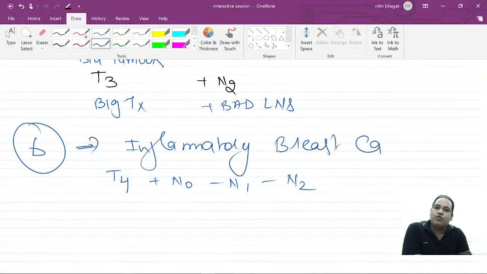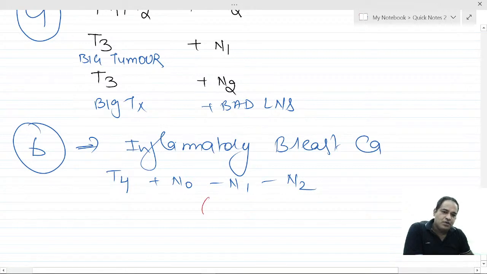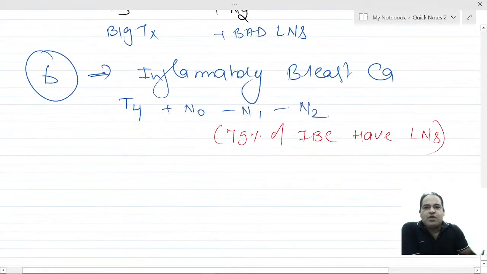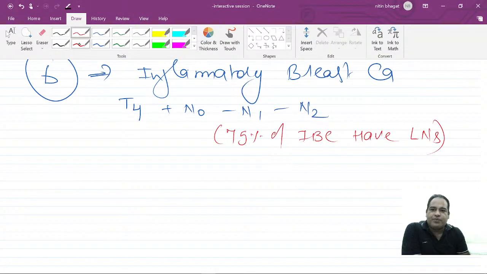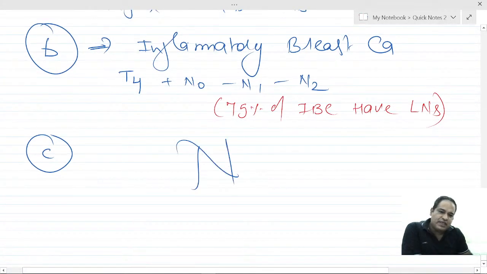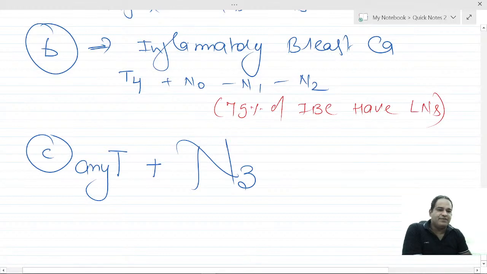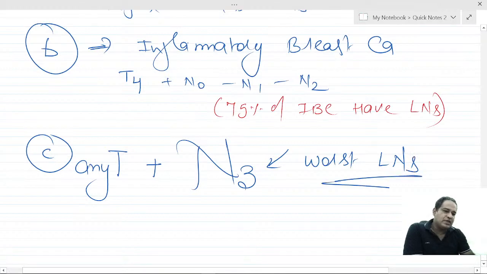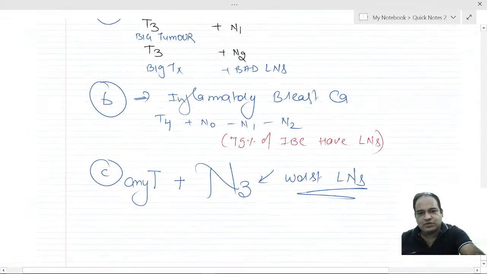Why do we say the stage of lymph nodes? Because we know 75% of inflammatory breast carcinoma have lymph nodes at the time of presentation. 3C. Now, this is the disease of N3, the worst lymph nodes. Any T plus N3. This is the disease stage of worst lymph nodes.